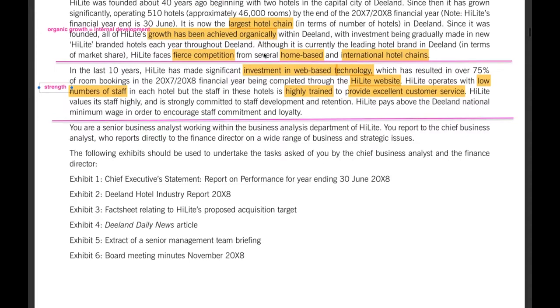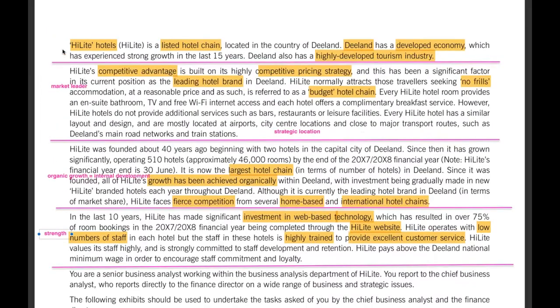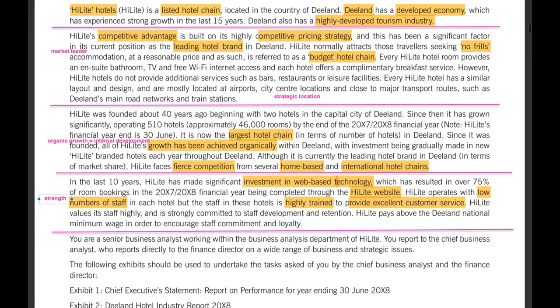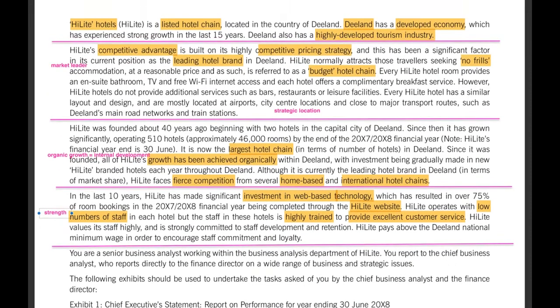If you notice that, when I read, I put some notes here and there. This is what I meant by reading it critically and analytically. That means the moment you start reading, you start thinking. What would this particular information tell me, and how would it relate to my technical knowledge? Basically, when they say it's a leading hotel brand, I know it's a market leader. So I just put this here.